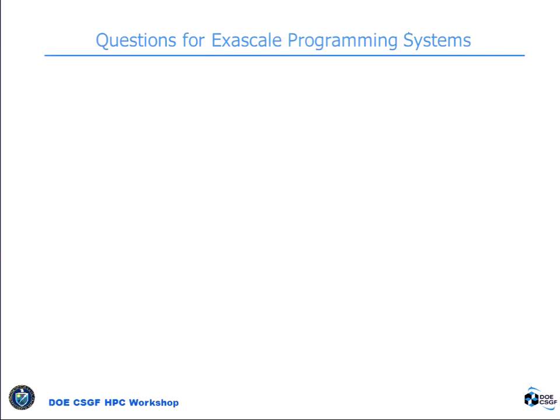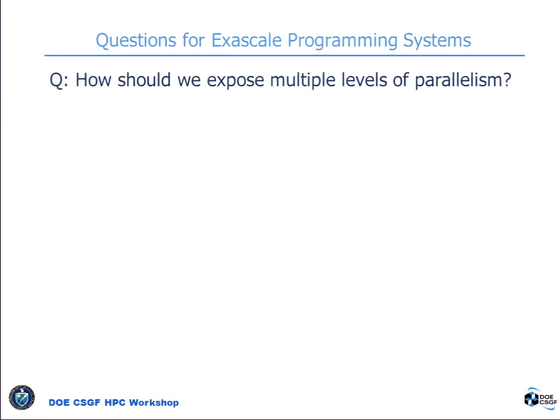So if you just think about programming systems in general, these are the main challenges. First, how should we expose multiple levels of parallelism? Because it's not just one. It's not just instruction level parallelism. You're talking parallelism on the node, at the instruction level, at the MPI level, and perhaps across multiple applications running in concert.